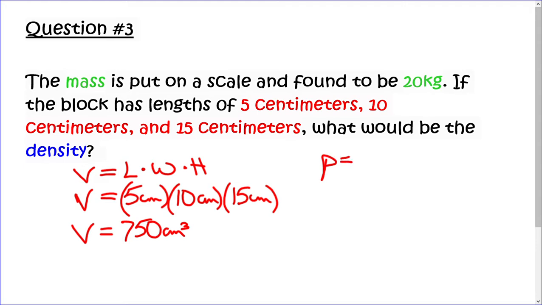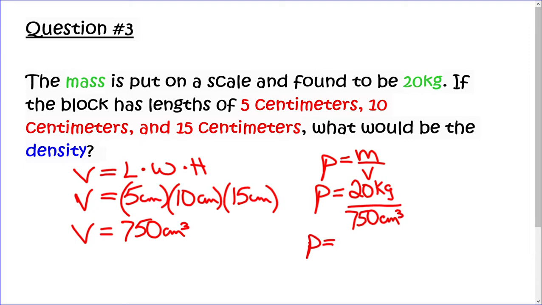Now from there, I need to use that information to solve what the density is. So density is equal to mass over volume, and it gives me the mass of 20 kilograms, and then I need to use the volume I just calculated at 750 cubic centimeters, and then I can do some division and calculate what this density is going to be. So if I were to divide those, I get 0.0267 grams per cubic centimeter.